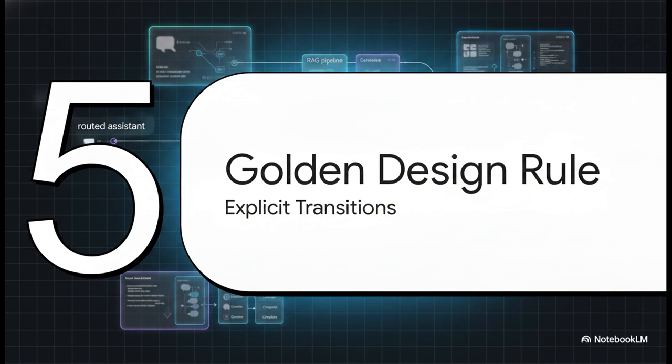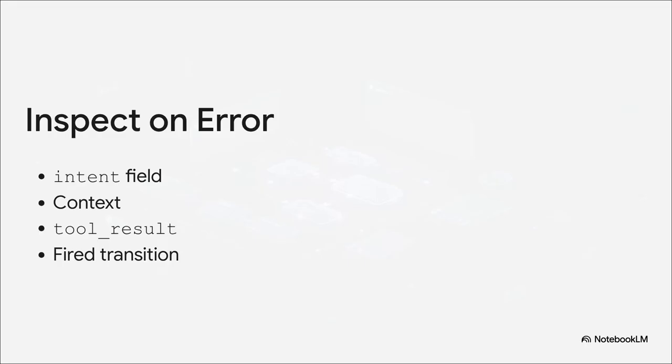Section 5, the Golden Design Rule, Inspectability through Explicit Transitions. All of these patterns we've covered, the routed assistant, the RAG pipelines, the tool execution lifecycles, they all culminate in one overarching architectural philosophy. Explicit routing makes debugging incredibly straightforward.